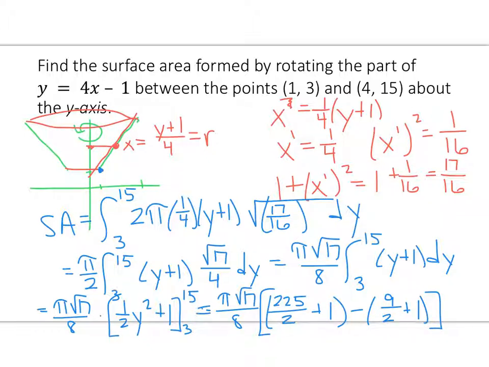And evaluating out and cleaning this up, this works out to 27 pi square root of 17 all over 16. That's a little hard to read. Let me rewrite it up here. 27 pi, the square root of 17, all over 16.